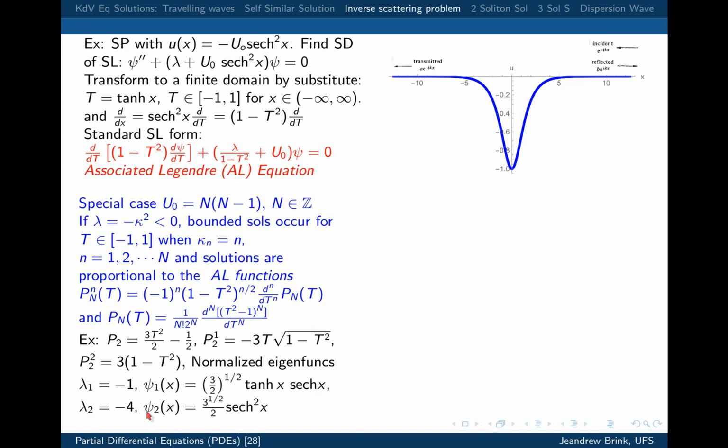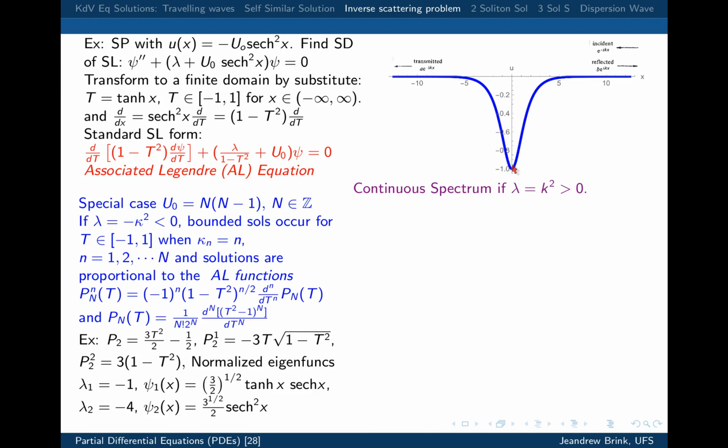Then you have psi 2, which is equal to 3 over 2 sec squared. Those are the bound states, which correspond to your box where you have the things fitting in. As the energy goes up, you have a continuous spectrum going in.